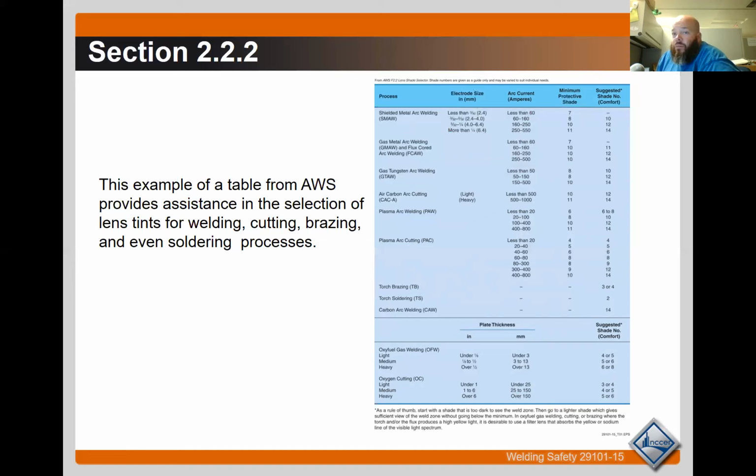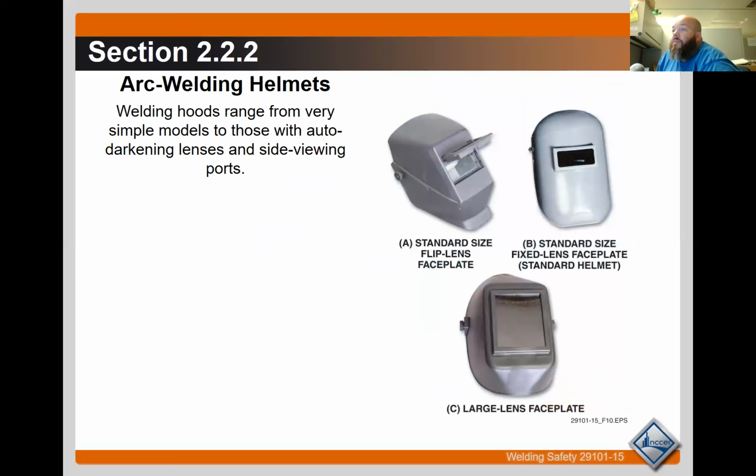You want to be careful when you're welding. The importance of the correct shade and the correct clothing to cover helps prevent you from getting flash burn, which is when you've actually burnt your eyes, and it'll feel similar to having hot sand in your eyes. And then you also want to protect your skin, because the UV radiation from the welding arc will give you probably one of the most painful and severe sunburns that you've ever had. Okay, welding helmets. Welding hoods range from very simple models to those with auto-darkening lenses and side viewing ports.